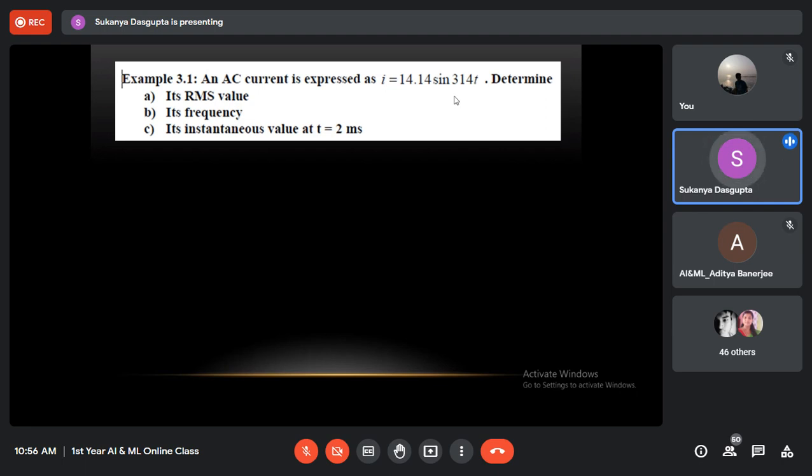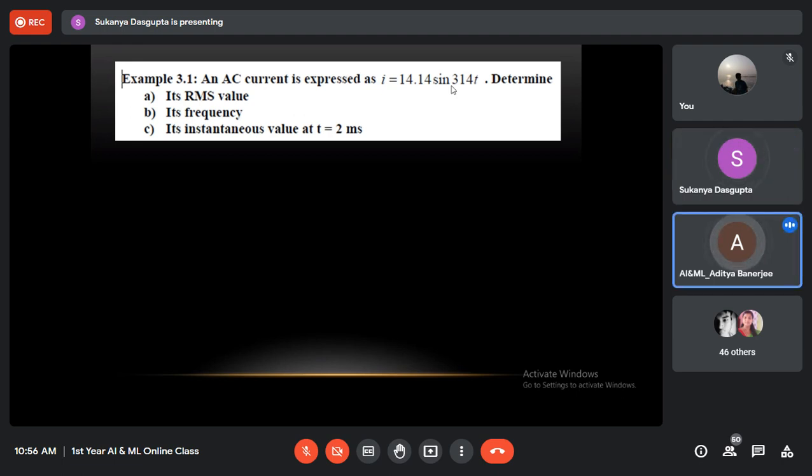What is the RMS value? As we have derived already, the RMS expression of any AC quantity. It's an AC current signal, so RMS will always be the peak current divided by root 2. Peak current is given, Im, the maximum current. It is given in the equation as 14.14. So 14.14 divided by root 2 will be equal to the RMS value of this AC current signal.